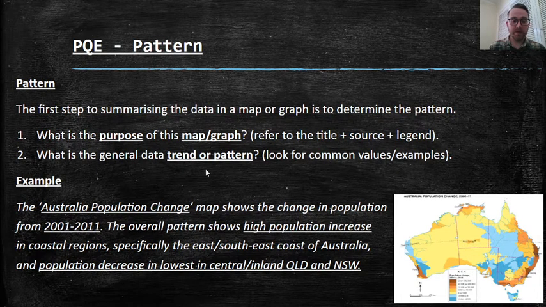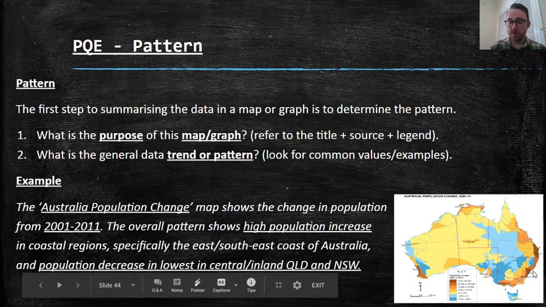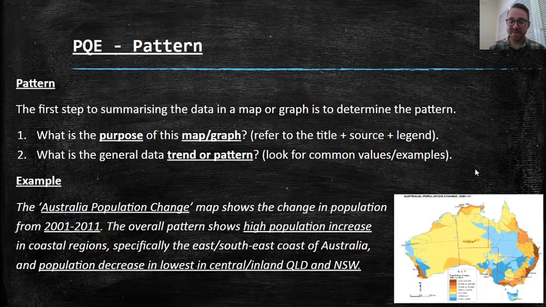What is the data trend or pattern? So looking for common values or examples. So I can see a lot of this orangey, dark orangey brown color, kind of on the east coast, south coast of Australia. And then a lot of the blue in inland Queensland and New South Wales. And if I read that legend at the bottom there, you have to zoom in a bit, but basically the darker orange color shows population increase. So a lot of people have been born, have moved there. And then that blue color, the population has decreased. So they're actually losing population over time.